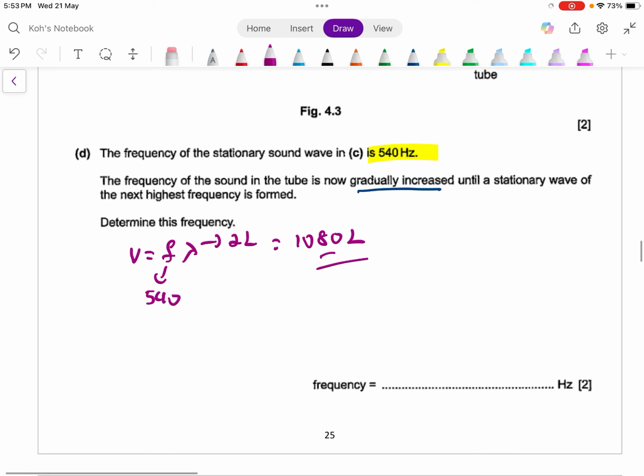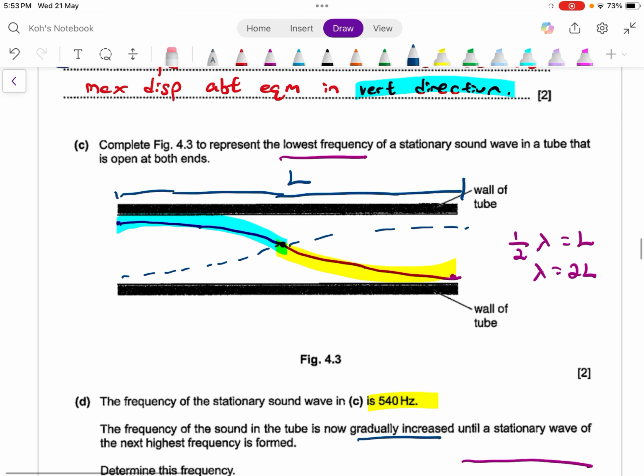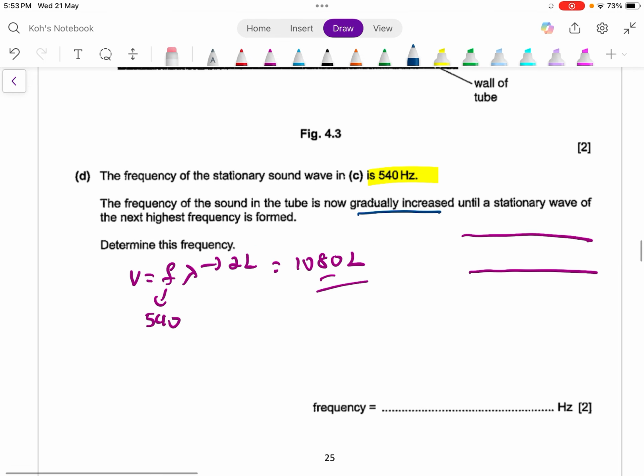Okay, the next thing, I want to determine what is the next frequency where the next stationary sound wave will be formed. First, I simply draw a simple sketch of the stationary wave. So this is the first stationary wave. Of course, I must respect my boundary condition. So for example, I have 2 nodes here, antinode here. The opening must always be antinode. So I simply draw like that. So this is my second stationary sound wave.